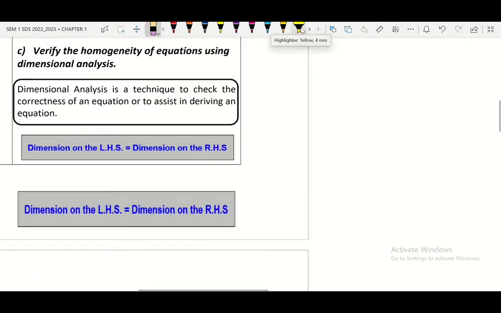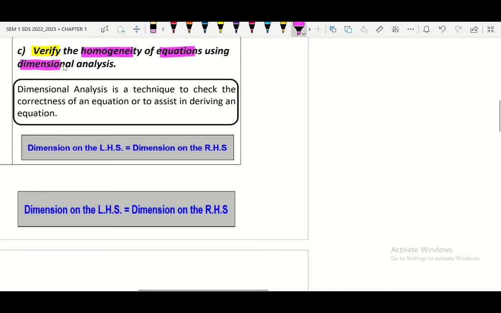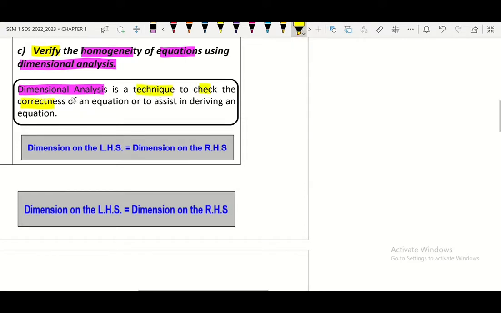Okay, let's look at the next learning outcome, which is verify. Verify what? Verify homogeneity of an equation using dimensional analysis. So, when we talk about homogeneity or dimensional analysis, it is a technique to check the correctness of an equation or to assist in deriving an equation. Simply put, it is to see whether the equation we have is correct or wrong, and it is also used to help derive an equation. So, it's easy.